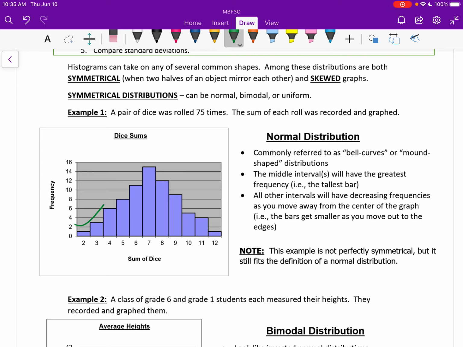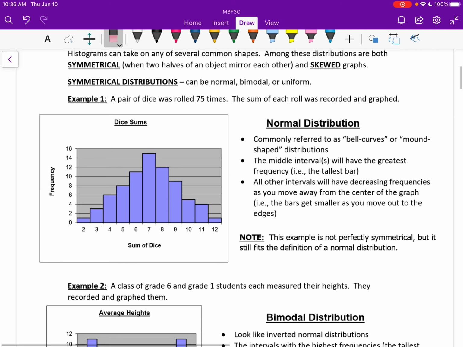Even when we're doing grades, this is what I normally see when I do assessments in this class, and what we want to see. We want to see the majority of the people right here in the middle at about a level 3, right? The middle interval will always have the greatest frequency or the tallest bar. All the other intervals will have decreasing frequencies as you move away from the center. So everything peaks at the center, and as you move away from the center, it gets lower and lower. This might not be perfectly symmetrical, but it's still a definition of a normal distribution. As long as it's making somewhat of a curved or bell curve shape, we consider it a normal distribution. Okay? And that is that.